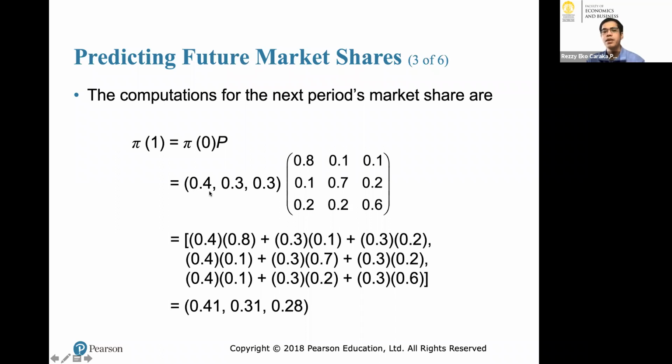Sorry, like this: 0.4 multiplied by 0.8, 0.3 multiplied by 0.1, and 0.3 multiplied by 0.2. You calculate it like this, that, and this, multiply and get this information for every state space in the next step ahead. So we have 0.41, 0.31, and 0.28. These are our state space conditions in the second step, because this is our V1.